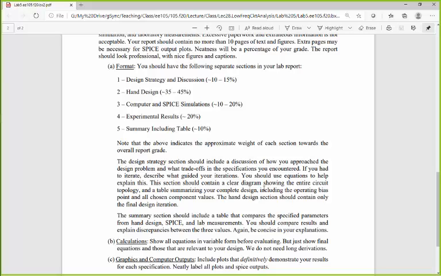I've written some of these equations here to help explain this. I should have a clear diagram showing the entire circuit topology, and a table summarizing your complete design. The summary section should include a table that compares the specified parameters from hand design, SPICE, and lab measurements. You want to compare everything. Does your hand design match your SPICE, match your measurement?